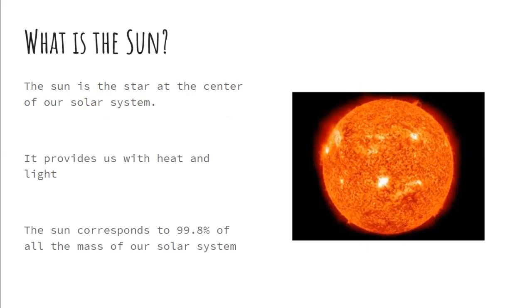So first of all, what's the sun? We have the picture of the sun to the right. The sun is, as you can probably already know, the center of our solar system, and it provides us with heat and light. And what you may not have known is that the sun corresponds to 99.8% of the mass of our solar system, and several million Earths can fit within the sun. Just try to think of how big our Earth is, and then the sun is several million times bigger than that.